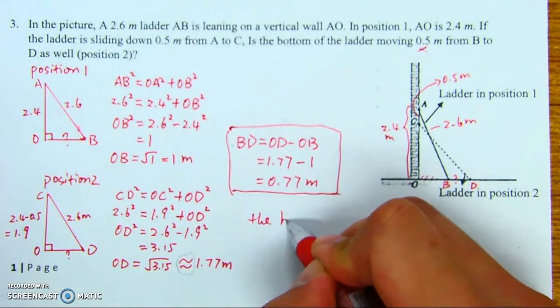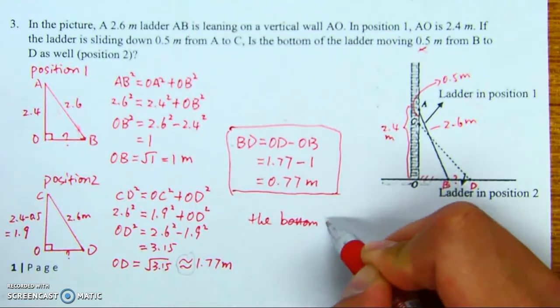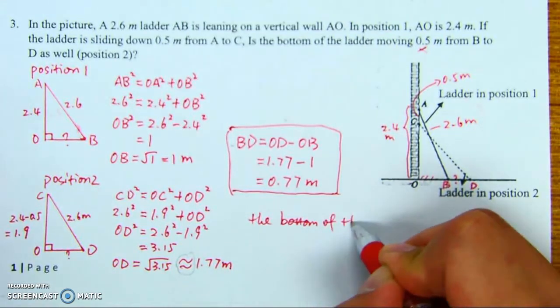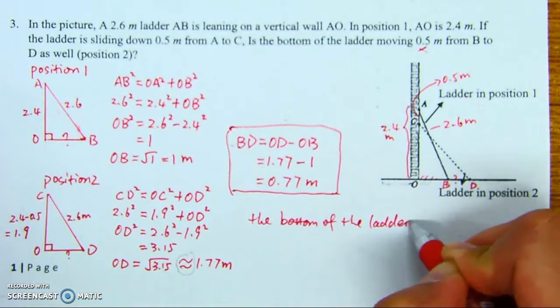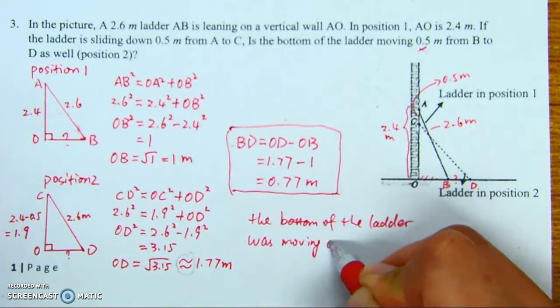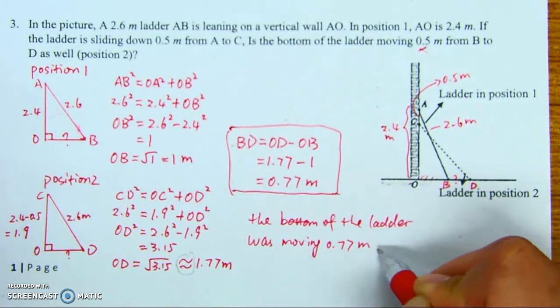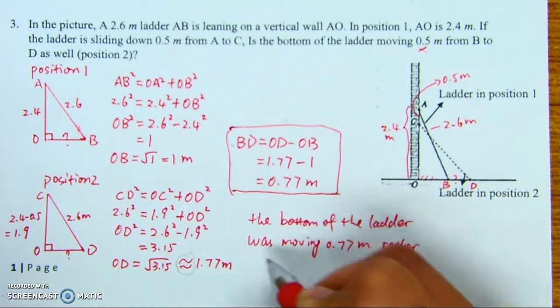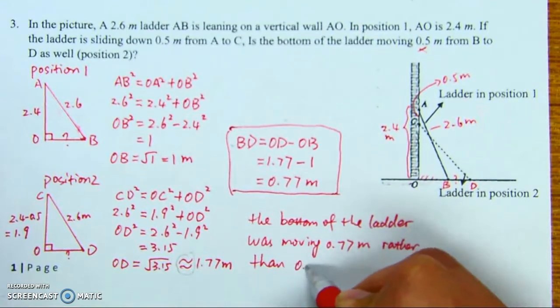The bottom of the ladder was moving 0.77 meters rather than 0.5 meters.